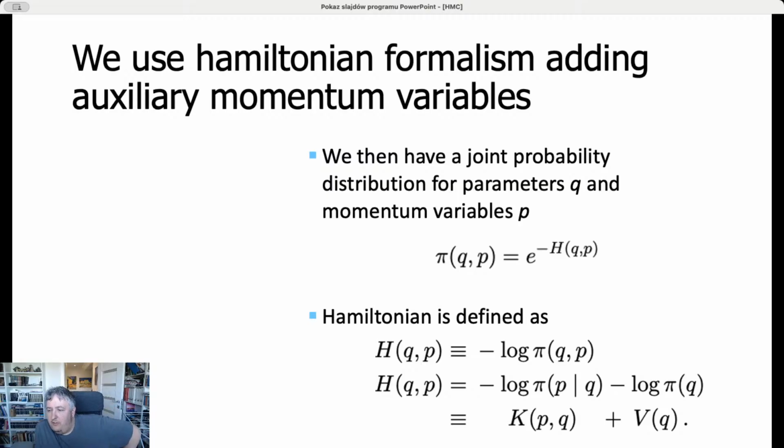The Hamiltonian is defined in our case as a negative logarithm of the posterior distribution, and because we are not really interested in the posterior but something that's proportional to it, just the joint probability, that is the product of a likelihood and a prior.